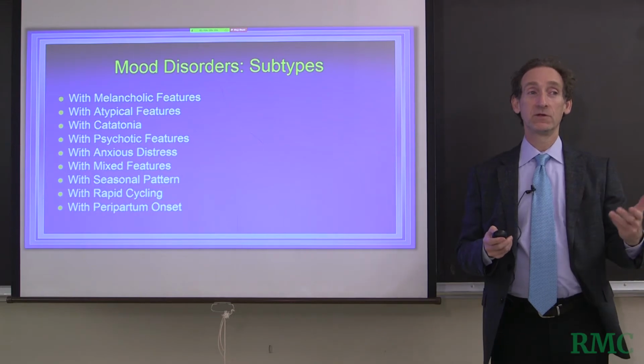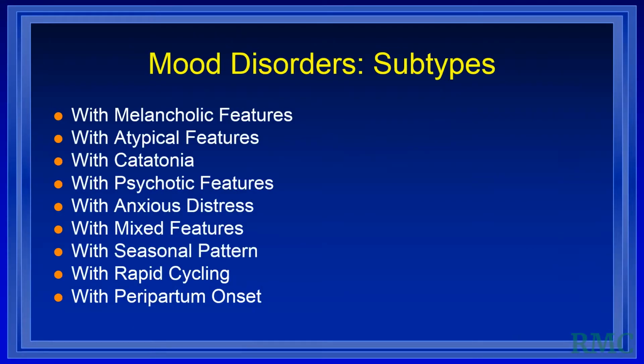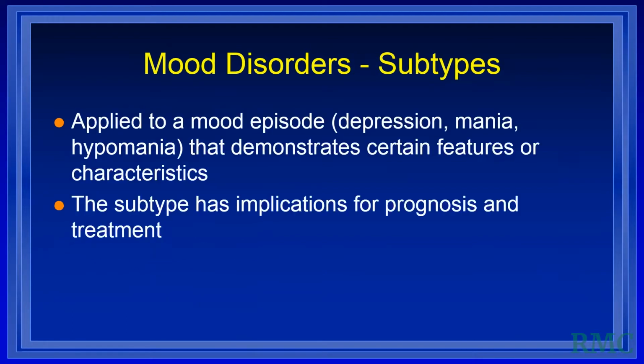There can be a mood disorder, often major depressive episode, with melancholic features, with atypical features, catatonia, psychotic features, anxious distress, mixed features, a seasonal pattern, rapid cycling, and with peripartum onset. So we'll go ahead and define the important ones here.